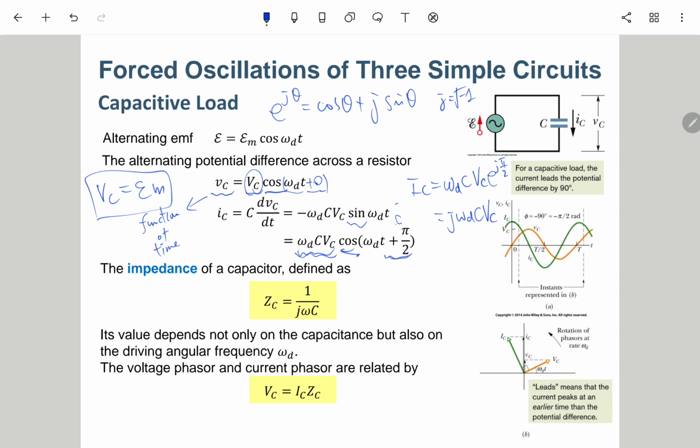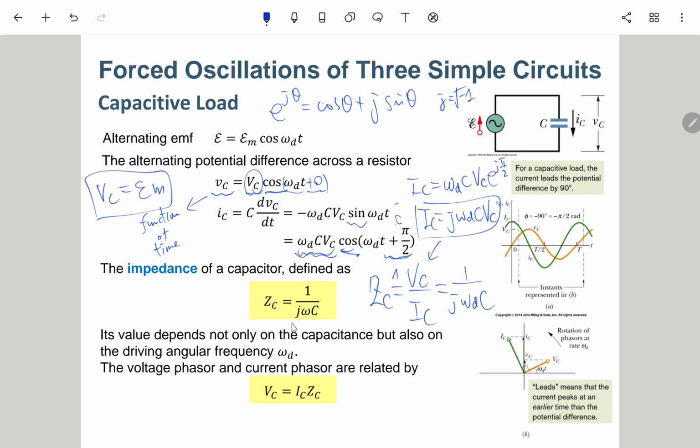Okay, so here we still try to have something like ZC equals VC over IC, from this expression. Which means that we try to move this IC to the right side and then we move this remaining stuff to the left side. So it becomes 1 over j omega dC. Here we call this ZC the impedance of the capacitor. It becomes 1 over j omega dC.